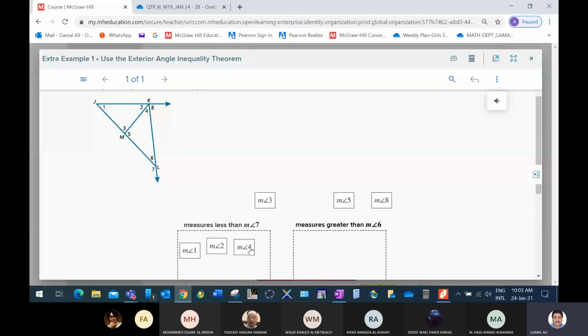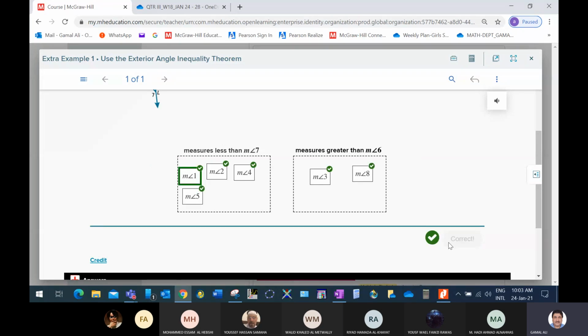Angle 7 is greater than angle 5? Yes. I need angles greater than angle 6. What is angle 6? Angle 3 is greater than angle 6, because it is an exterior angle for it. Angle 3 is an exterior angle for angle 6, and also angle 8 is an exterior angle. So we will check your answer, Walid. It is correct, Walid. Okay.